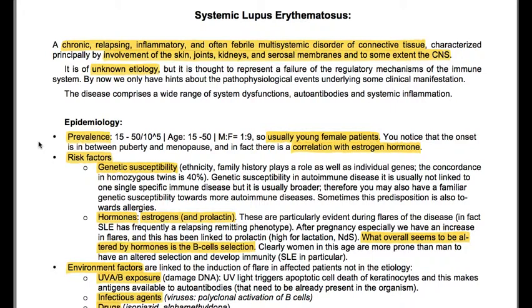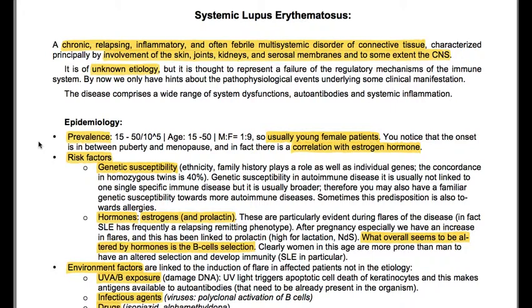Epidemiology: we have a prevalence of 15 to 50 over 100,000, age between 15 and 50, male to female ratio 1 to 9, so usually young female patients. You notice that the onset is between puberty and menopause, and in fact there is a correlation with estrogen hormone. Risk factors are genetic susceptibility, ethnicity, family history plays a role, as well as individual genes.